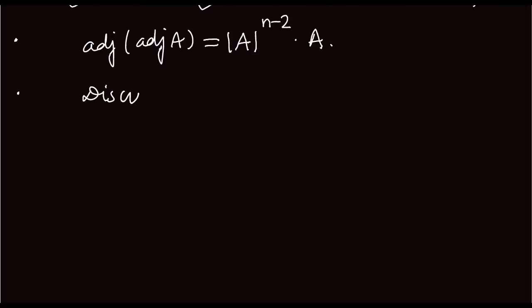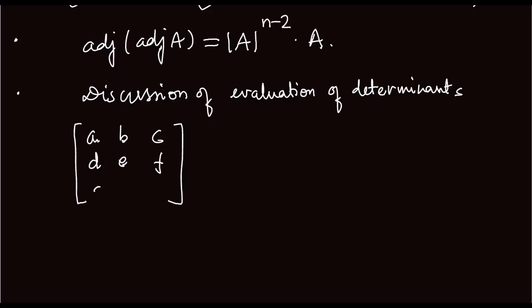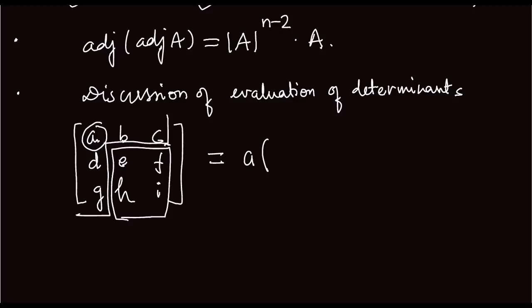Now another topic is the evaluation of determinants. We'll discuss how this is done. So I'll just take one example: a, b, c, d, e, f, g, h, i. First of all you will write the first element a11, that is a here. Then you will ignore this side and this side. You will just focus on this box, let's say this green colored box, and you will write ei minus hf.